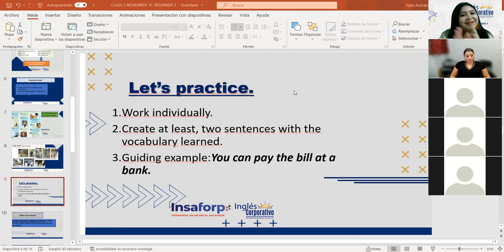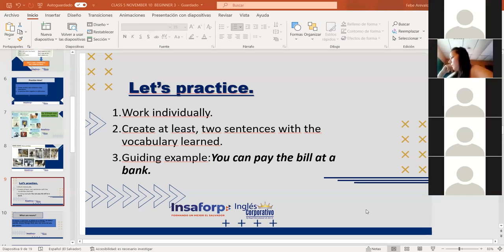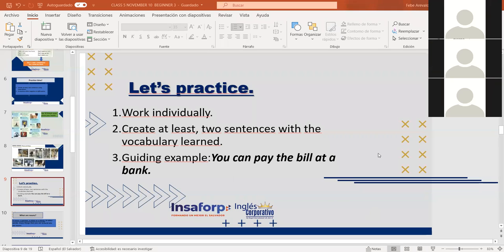Me gusta. Que hagan más de buen ejemplo, right? Excellent. Por eso dice, al menos dos sentences. Pero si ustedes pueden hacer más, it's perfect. Porque es práctica para ustedes. Y eso es lo que necesitamos, right? Somebody else.